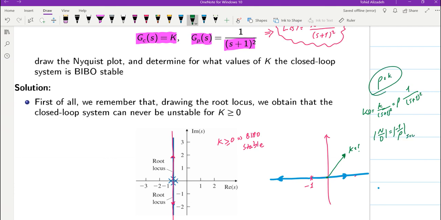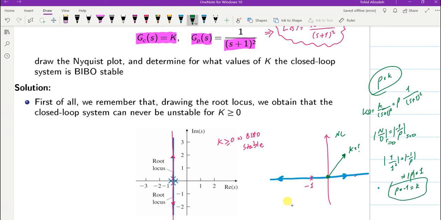And we evaluate it at s equal to 0 at this point. If we do so, for the amplitude of N over D, we will have 1 over (0+1)², which is 1, equal to the amplitude of minus 1 over rho. And we can say that the amplitude of rho will be equal to 1. And since we are on the negative locus, rho will be equal to minus 1, which is equal to K.